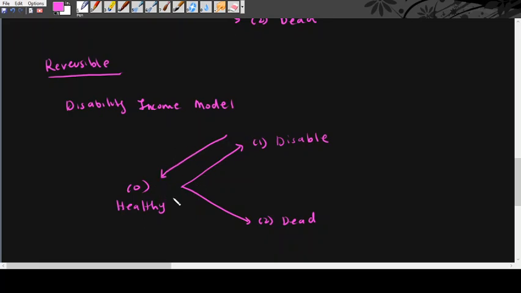The rate of transitions from 0 to 1 would be mu x plus t 0 1. The rate of transitions from disabled to healthy is mu x plus t 1 0. I will rewrite this again, 1 0, and here mu x plus t 0 2, and from disabled to death it would be mu x plus t 1 2.